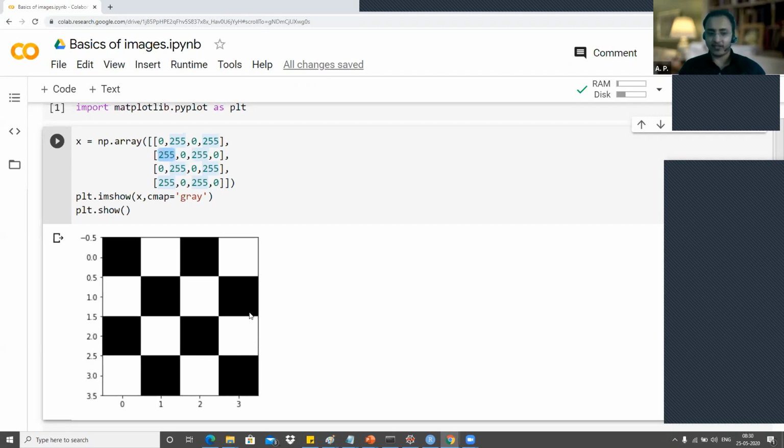And what's the size of this image? What is the resolution of this image? The resolution of this image is 4 by 4, right? Like the way you see images have resolution like 1080 into 1920. Similarly, this image has 4 by 4, 4 rows and 4 columns. And this is a simple image of a chessboard, right? Black color is represented by a pixel having value 0, right? And white color is represented by a pixel having value 255.